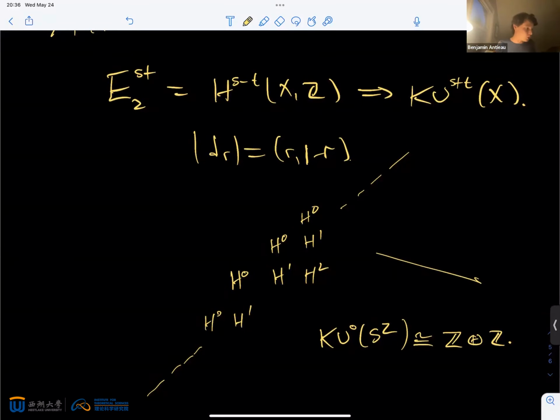A lot of the history of algebraic K-theory is bound up in the search for a spectral sequence like this for algebraic K-theory. And that's going to be what goes into the work I'm going to talk about.